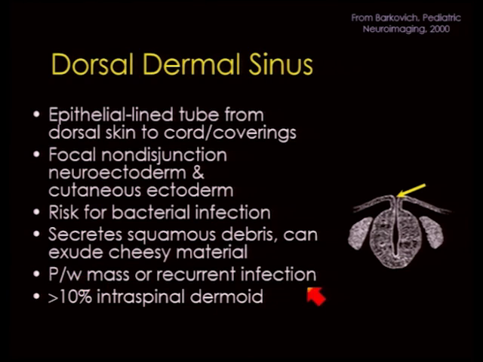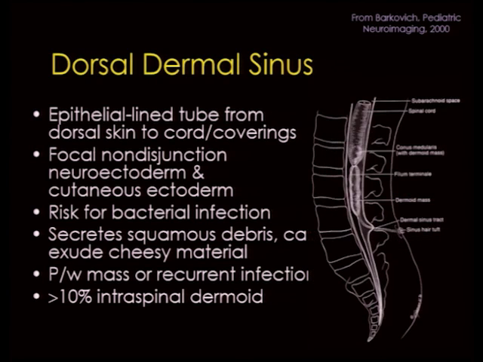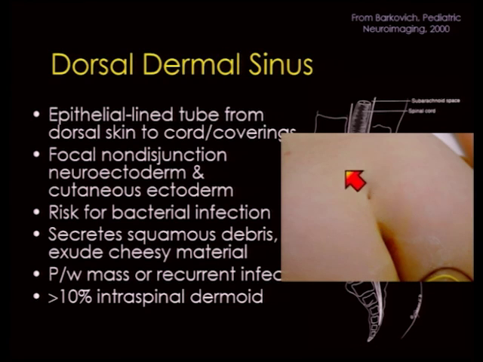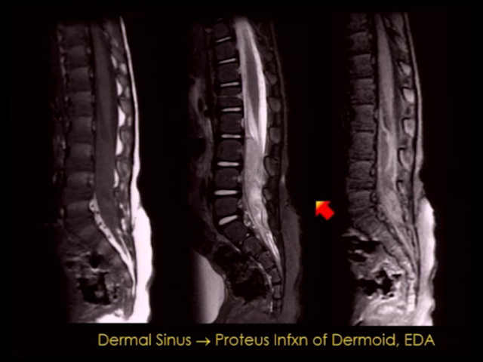Very frequently, these patients will present with recurrent infection. So if you have a patient who keeps coming in with meningitis, and you keep imaging their brain and just seeing the changes, make sure you go down and look at their spine to look for this dermal sinus tract. Often you won't see the little hairy patch, and about 10% of the time they are associated with intraspinal dermoids. And here you can see the clinical picture. This is one of those dermal sinuses that's going to come to our attention, high risk for bacterial infection, because this is what we're trying to avoid happening.